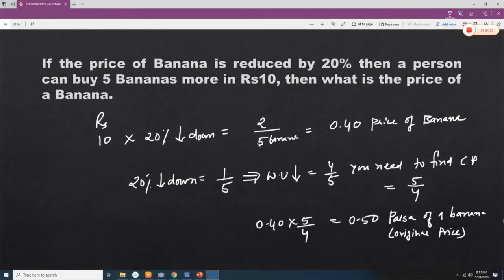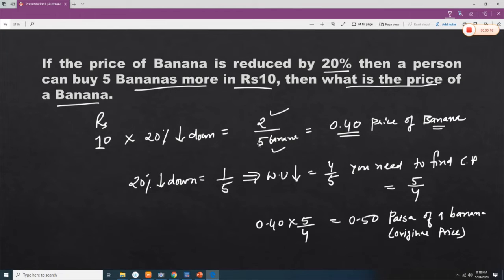If the price of banana is reduced by 20%, then a person can buy 5 bananas more in rupees 10, then what is the price of banana? So in 10 rupees, 20% down means 2 rupees down. In 2 rupees he is buying 5 bananas. So one banana costs 0.40, the reduced price of banana.